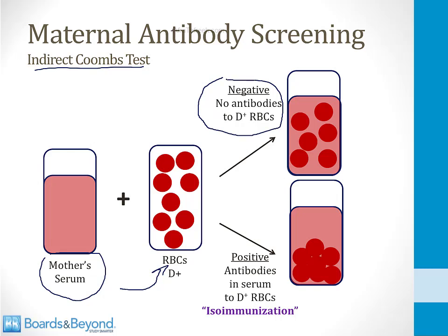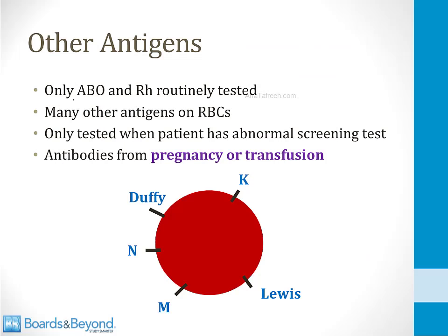If the mother's serum and the red cells swim around happily together with no interaction, this is a negative test, and it means there are no antibodies in the maternal serum to D positive red blood cells. On the other hand, if the red blood cells agglutinate, this means it's a positive test, and the mother does have antibodies in the serum to D positive red blood cells. This is called isoimmunization. There are other antigens besides the ABO and Rh, but they are not routinely tested. These go by different names like the K antigen, the Lewis antigen, the Duffy antigen. You can read about many of these different red blood cell antigens. These antigens are only tested for when the patient has an abnormal screening test we'll talk about in a minute.